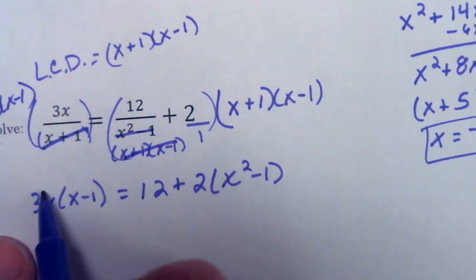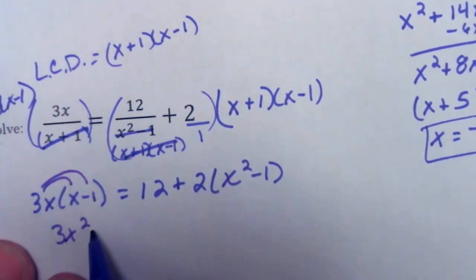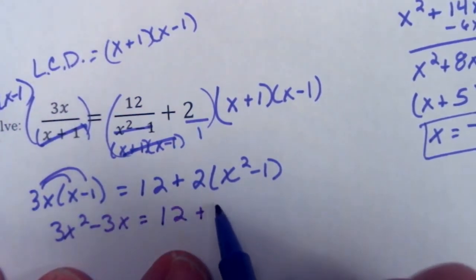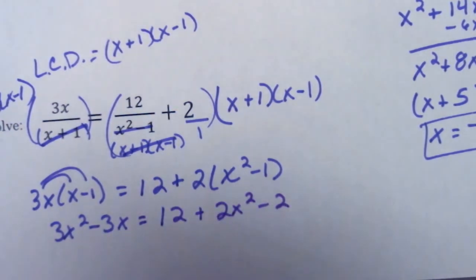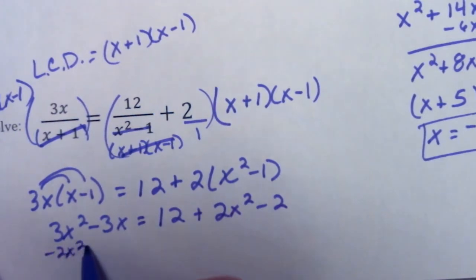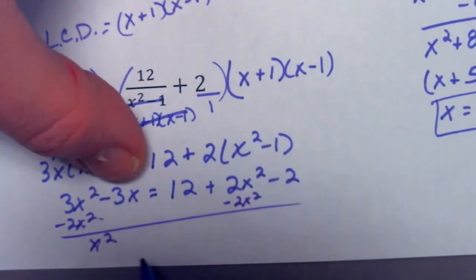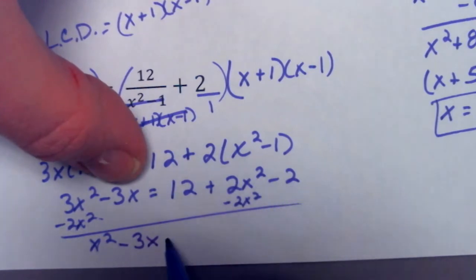So 3x times x is 3x squared. 3x times -1 is -3x. Over here, 12 plus 2x squared minus 2. The last step is to get everything to one side. So I'm going to subtract 2x squared. So I have x squared minus 3x. And then 12 minus 2 is 10. When I bring it over here, it becomes -10 equals 0.